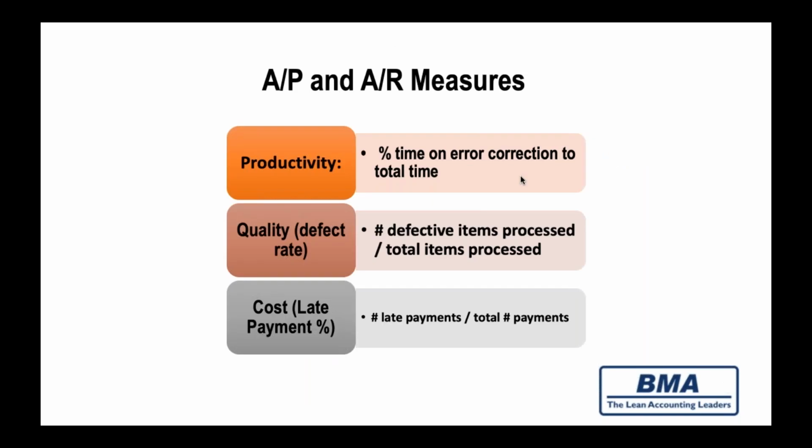What should you measure? We want to measure productivity, the percentage of time on error correction to total time. We want to measure the defect rate. What's the percentage of defective items processed over the total items processed, and cost would be late payment percentage. What percentage of late payments do we have to total payments on both procure to pay and order to cash?